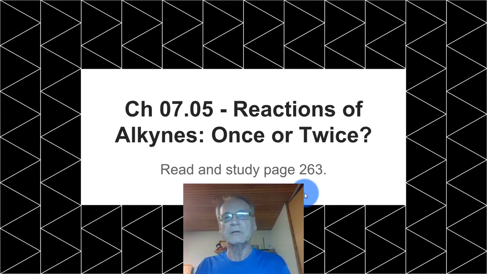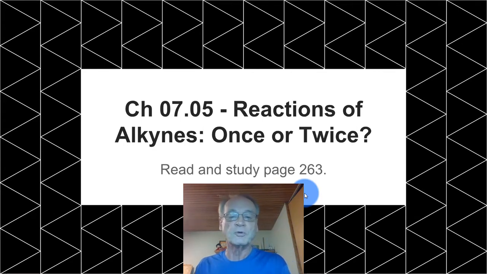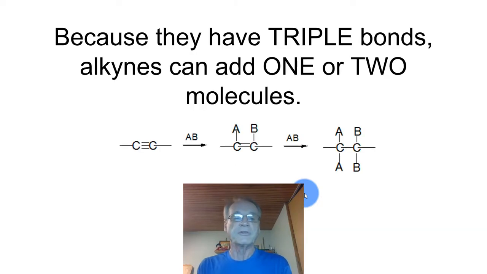So the question is going to be, if you react it with a compound that adds across the triple bond, does it stop after adding one, or does it go on and do it twice? Before you view the rest of the video, I suggest you stop and study and read page 263. It gives you a little background on reactions of alkynes. As I said, because they have triple bonds, alkynes can add one or two molecules.